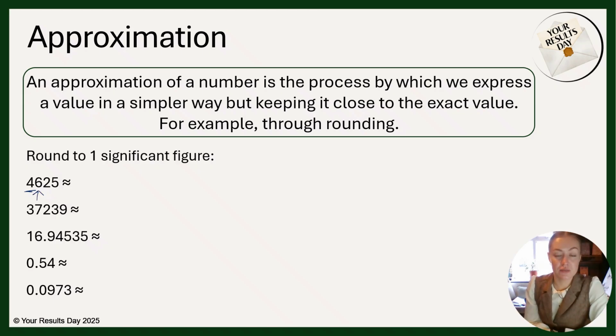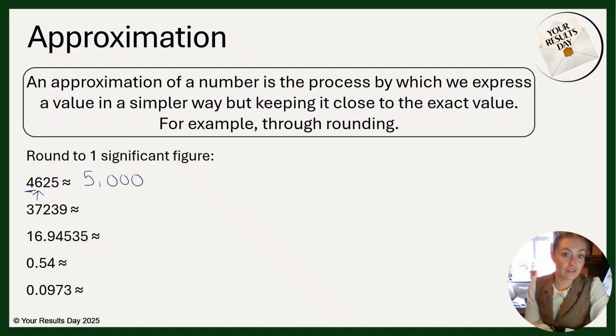And then we're just going to peek next door because normal rounding rules apply here. If that number is 5 or greater, that 4 will round up to a 5. Or if that number is 4 or below, that number will stay the same as a 4. So the 6 causes the 4 to round up to 5,000.